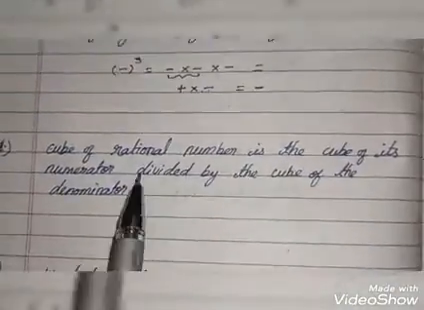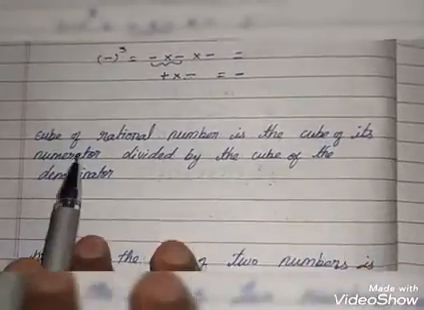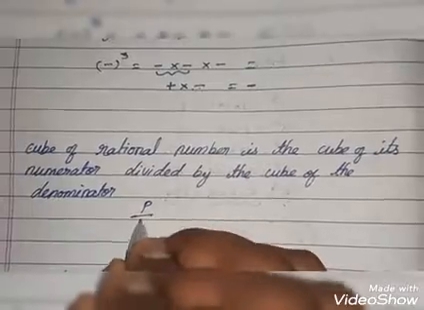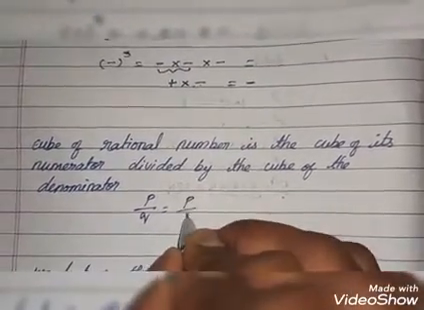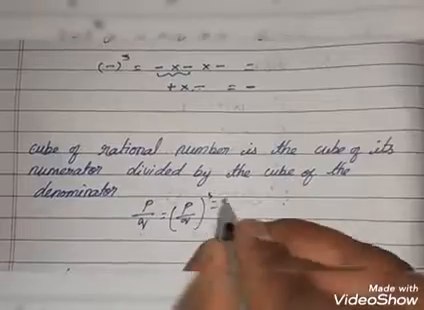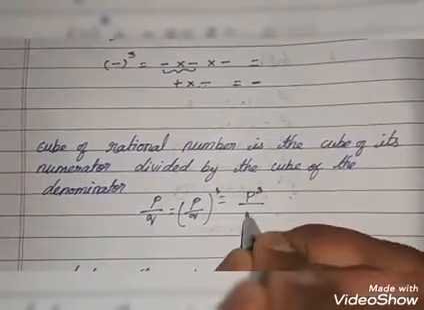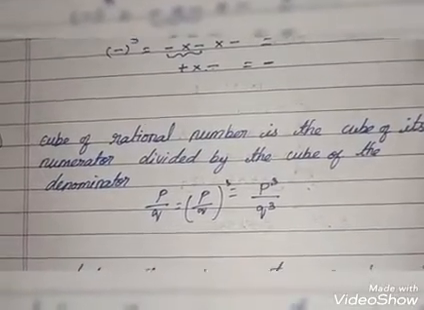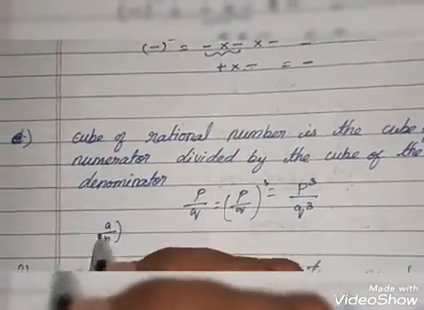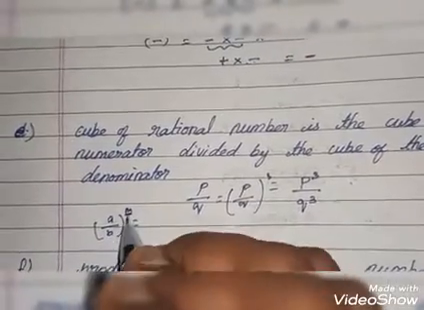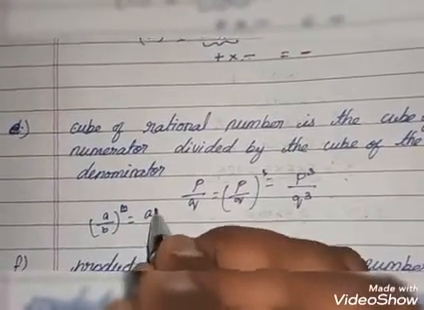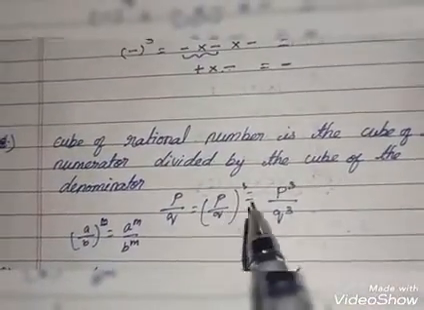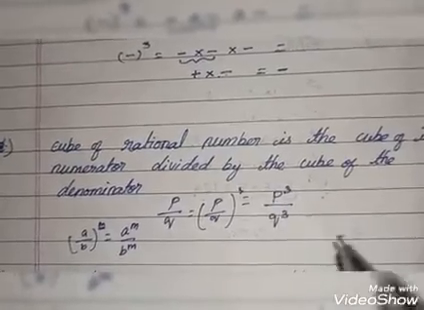And next, the cube of a rational number is the cube of its numerator divided by the cube of its denominator. You know the basic form of a rational number is p by q. You need to cube p by q, the whole cube, which equals the cube of the numerator and the cube of the denominator. You already learnt this in exponents and powers. For example, (a by b) to the power m is a power m divided by b power m. The same concept: the cube of a rational number is nothing but the cube of the numerator over the cube of the denominator.